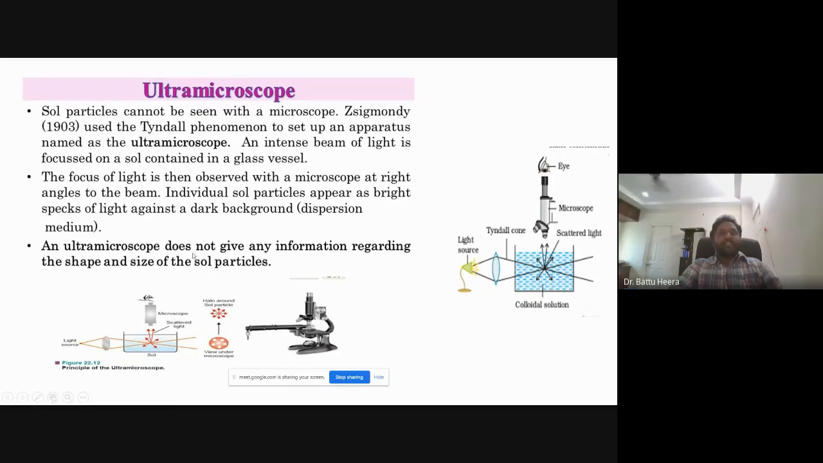So the ultra microscope does not give any information regarding the shape and size of the solution particles. Okay, it's very, very important. It just gives the information regarding the particles which exist in that solution, as bright specks. See this: this is the microscope, this is the source, and this whole thing is the colloidal solution. The light is passed here, and everything is viewed with the microscope. So we are observing the particles. This is the concept of the ultra microscope.